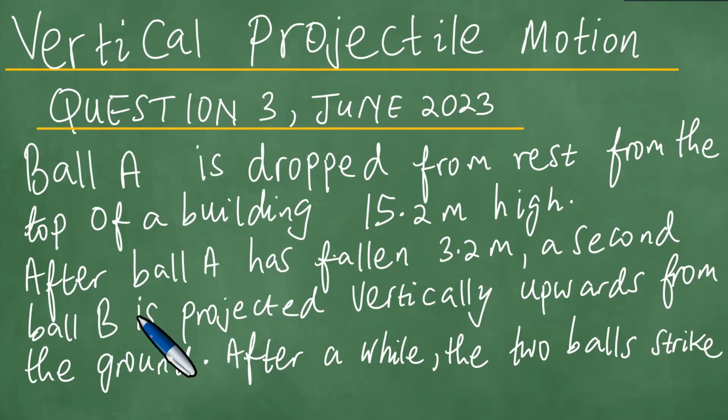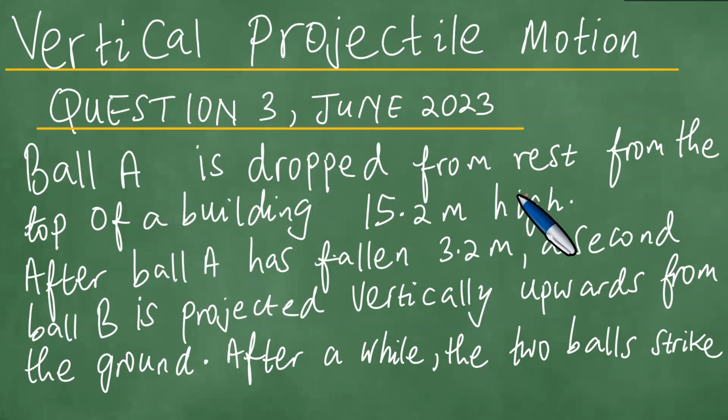Right, we are beginning our discussion now, focusing on what we call vertical projectile motion. We're looking at question 3 that came in the June 2023 paper. In this question, we are looking at parts that remain extremely important in terms of what happens when objects are thrown into the air, either vertically upwards or vertically downwards, and we try to make sense of that. So let's see what we have here.